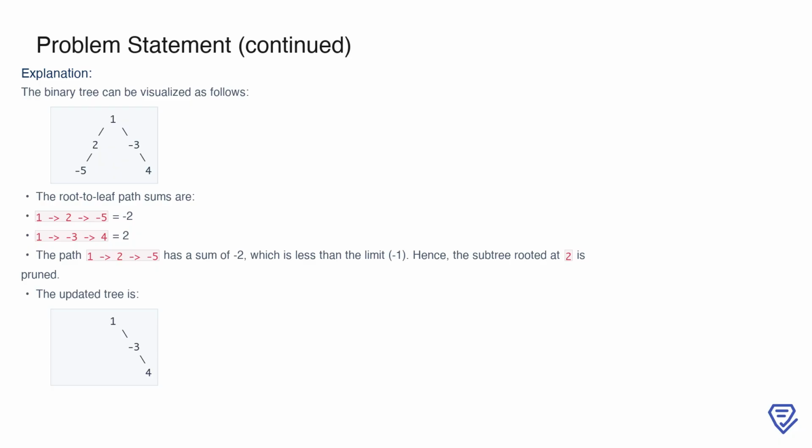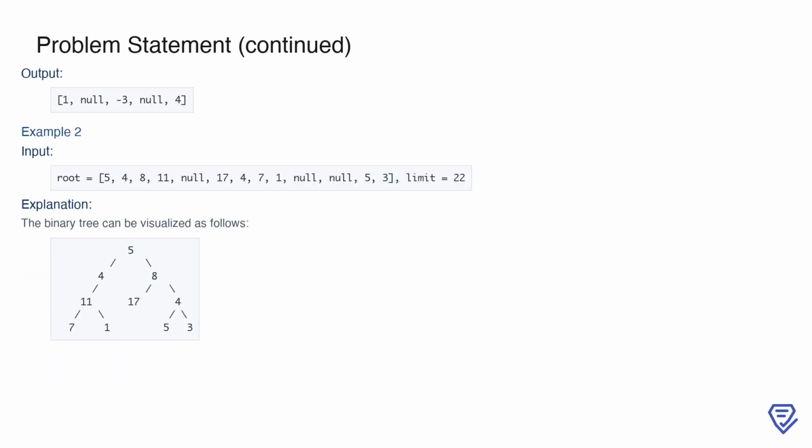Calculating their sums, we find that the first path sums to -2, which is less than the limit of -1, while the second path sums to 2, which meets the condition. Because the subtree rooted at node 2 contributes only insufficient paths, it is pruned from the tree. The updated tree retains only the nodes that are part of valid paths.